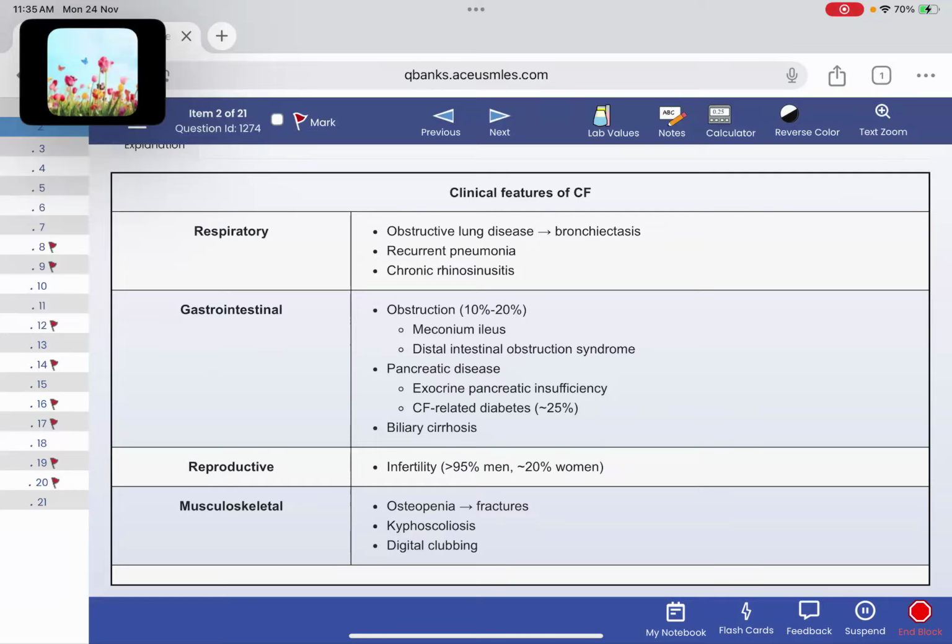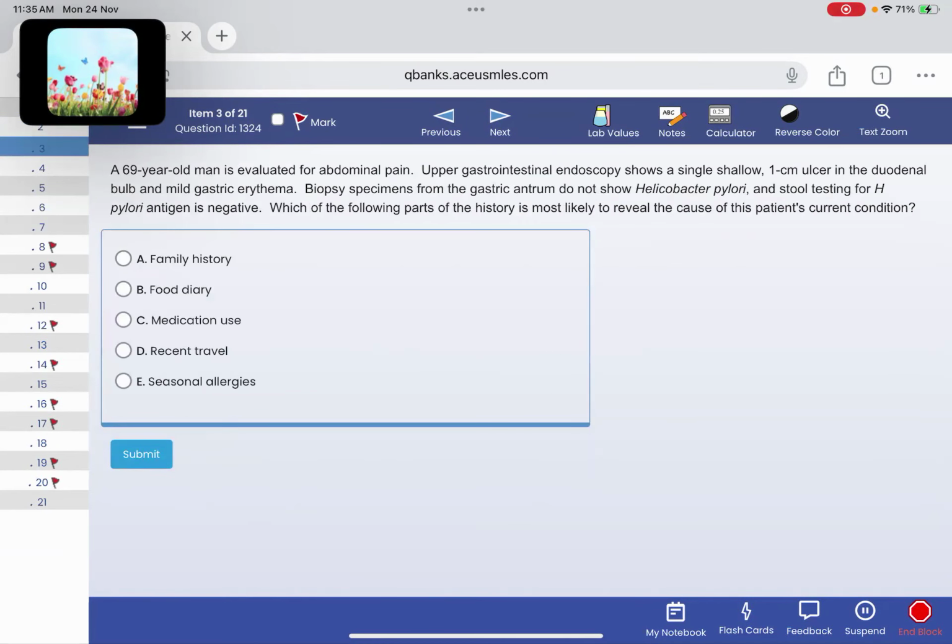Patients present with meconium ileus. Okay. Distal intestinal obstruction syndrome. Then you have pancreatic disease, exocrine pancreatic insufficiency. Also, you can see CF-related diabetes, biliary cirrhosis. Patients can also have infertility, musculoskeletal problems, osteopenia, kyphoscoliosis, and digital clubbing. All right, next question.